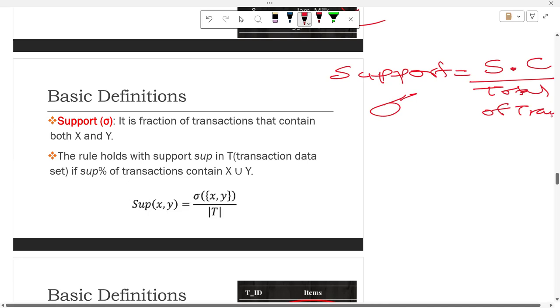Did you get it? Just the same way, first you find the support count, then divide by the total number of transactions, and that is the support.